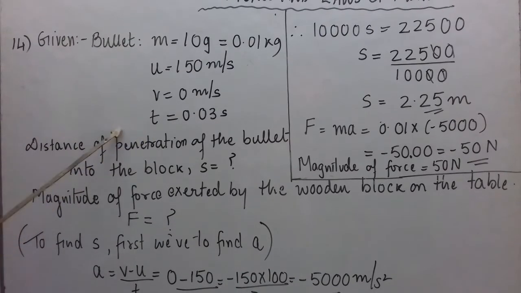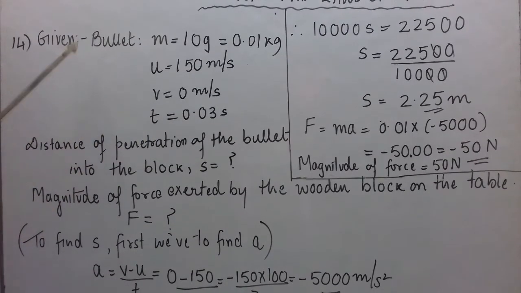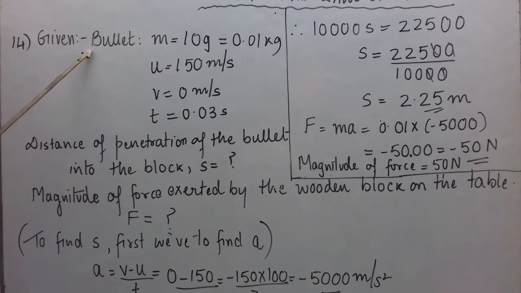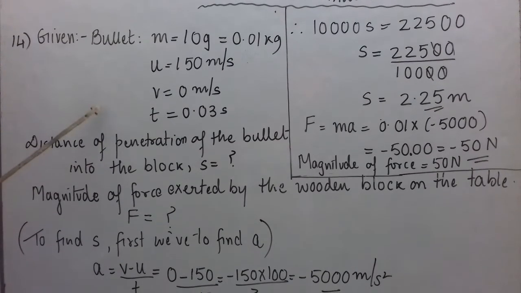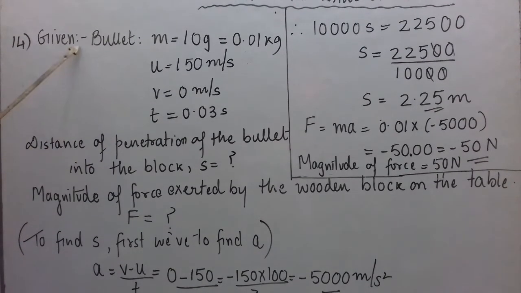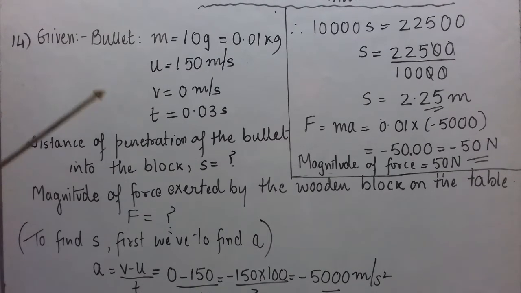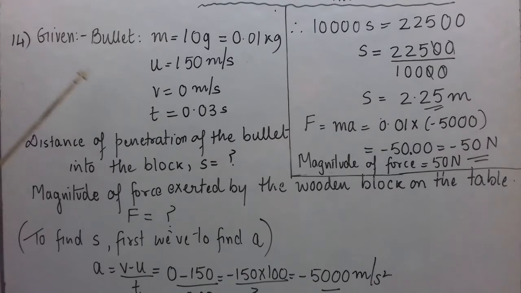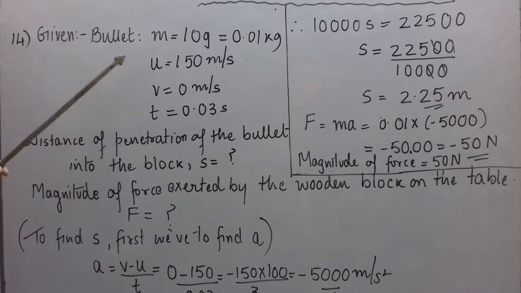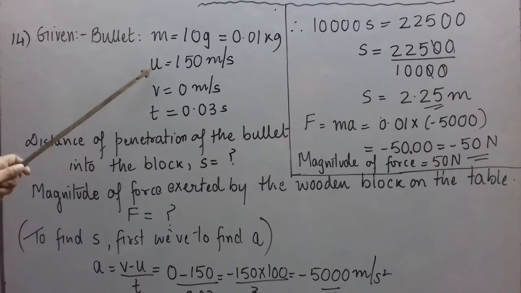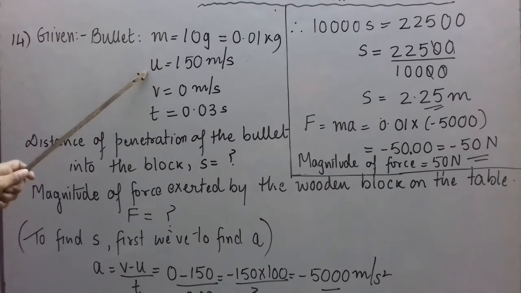See, in this numerical, we have not taken initial velocity of bullet as 0 meter per second, because this is not a numerical where only bullet and pistol are involved. In fact, they have not mentioned anything about the pistol. We have another object, wooden block. So in this case, u will not be 0, u is 150 meter per second.